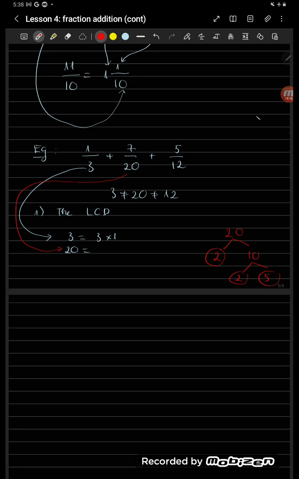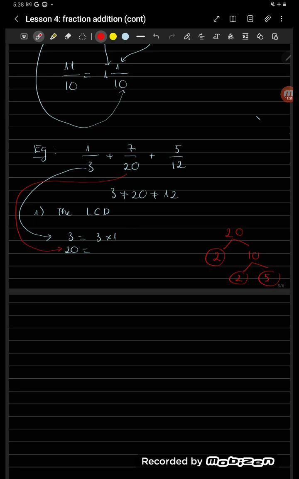Okay, so nothing else to do further, because the last digits are 2 and 5, and both of them are prime numbers. We cannot break them any further. So how many number 2s do we have here? 1, 2. And how many number 5s do we have? We have just one number 5.